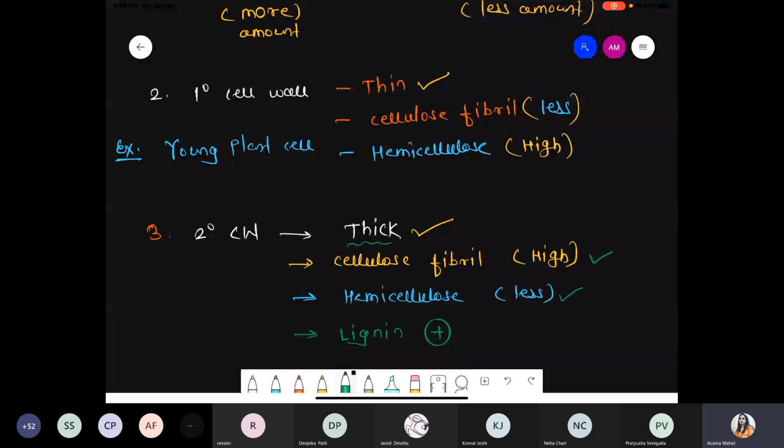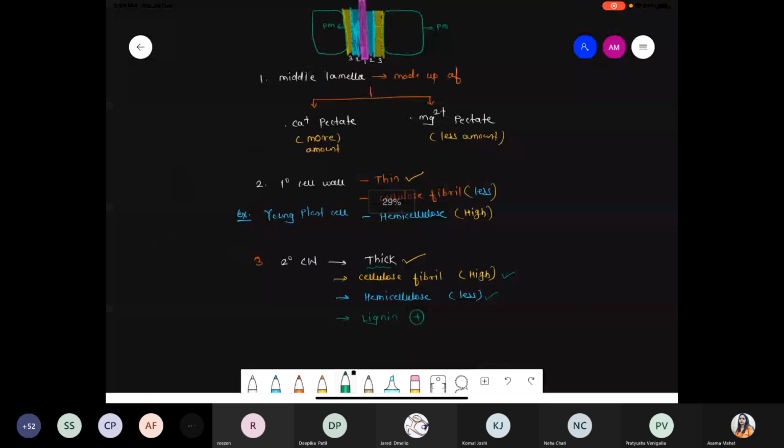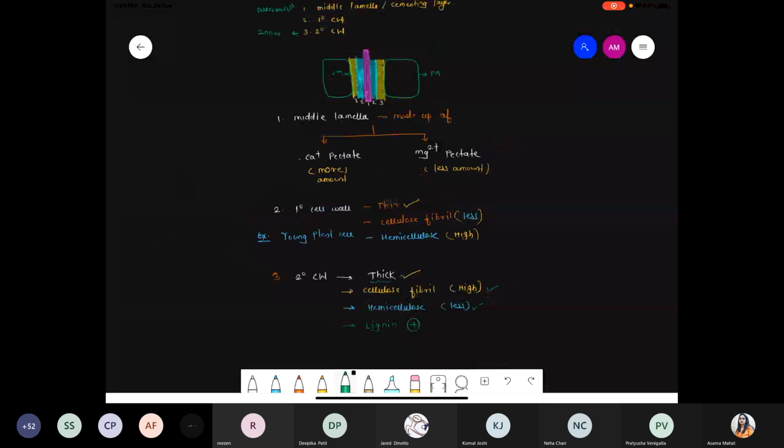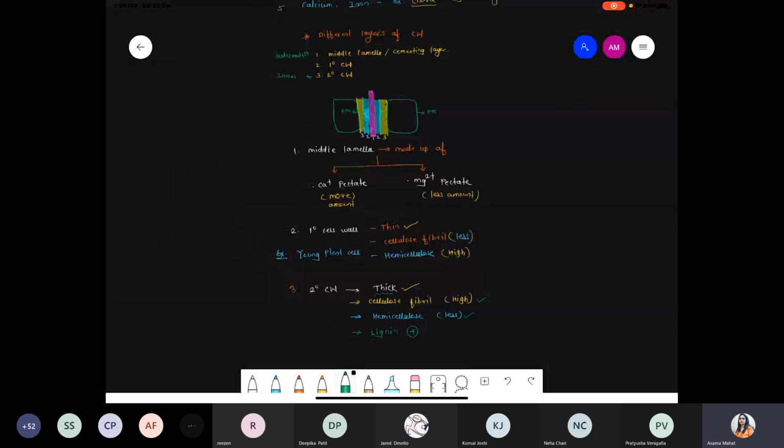Any doubt from cell wall composition? Just quickly tell me. So the middle lamella, inside it the primary cell wall, then the secondary cell wall, then the plasma membrane, and then the cytoplasm, nucleus, organelles, etc. Any doubt?